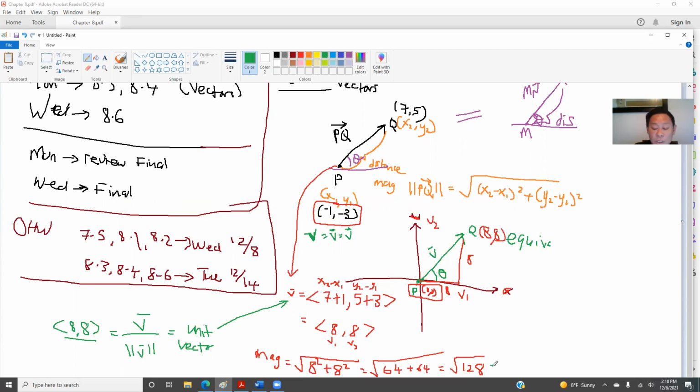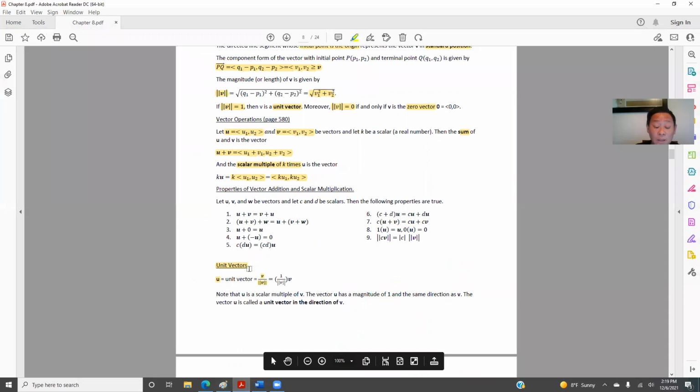The magnitude, we need to reduce it, because this is 64 times 2. So this is 8 root 2. And then you can divide this, so the 8s will divide each other. In this case, you will get 1 over root 2 and 1 over root 2. So this is the unit vector for this case. If a question is asking for the unit vector, you take the vector V divided by the magnitude. This is the formula that we will learn here.